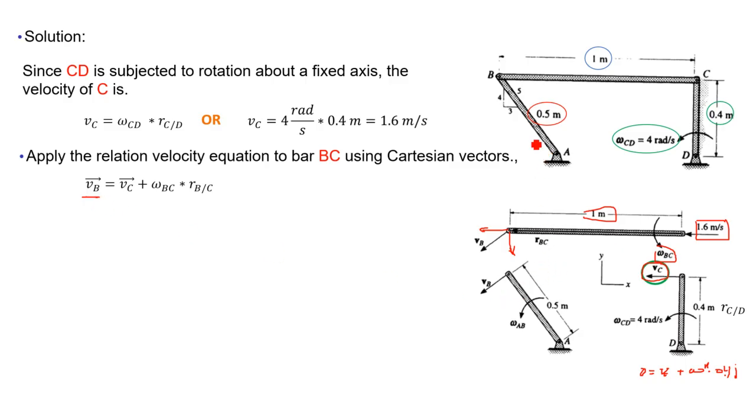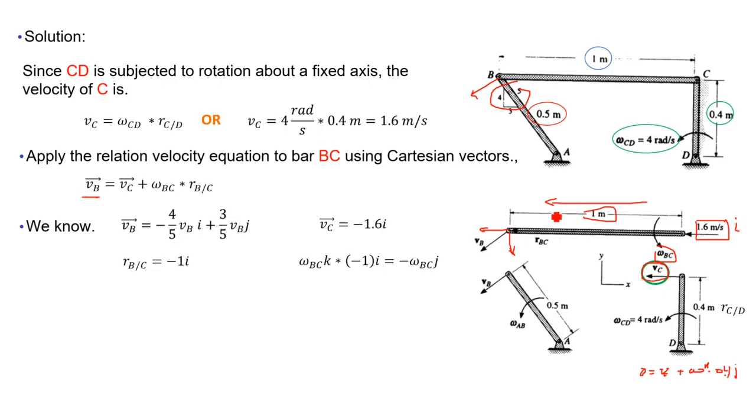We can use this triangle, as I mentioned earlier, to find the direction of the two components we have for that velocity. Velocity C is going to be just in the x direction, so it's going to be negative 1.6 i. The omega BC is unknown, but it's rotating around the z-axis, so it's going to be denoted by k. The r BC is only 1 meter, and it's going along the x-axis, so it's going to be negative 1 because we're moving from the right to the left to reach the point B. So it's going to be negative 1 i. So that's what we're going to write down.